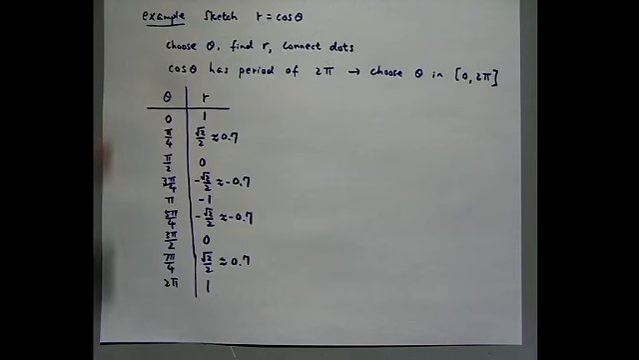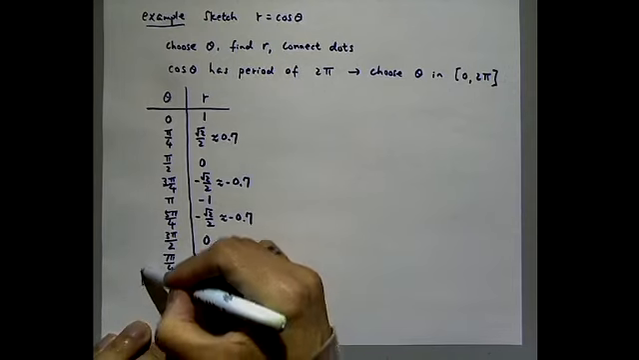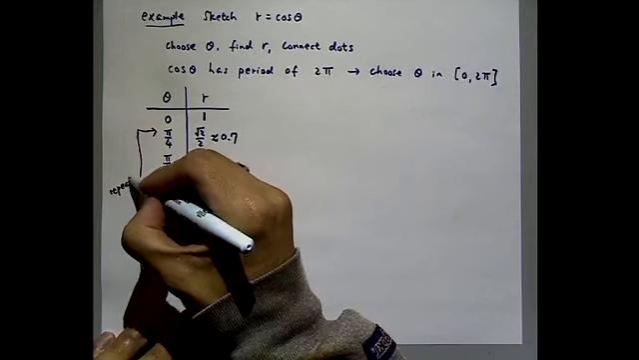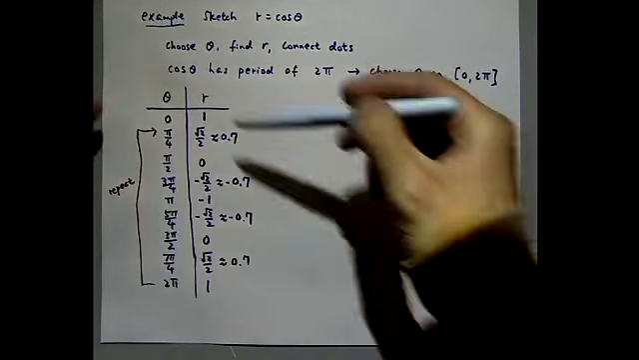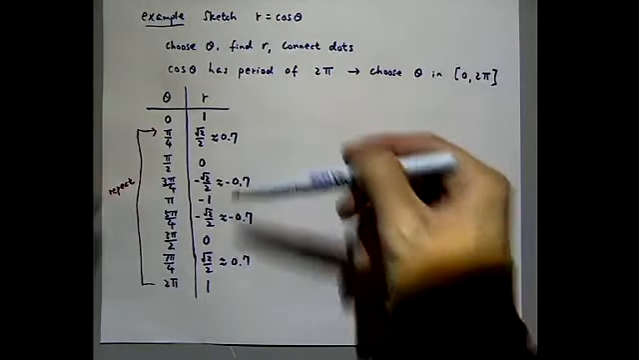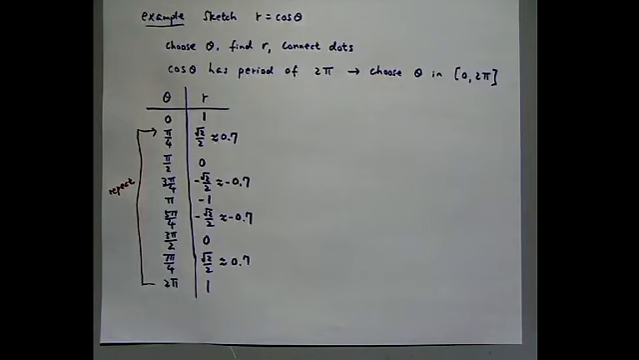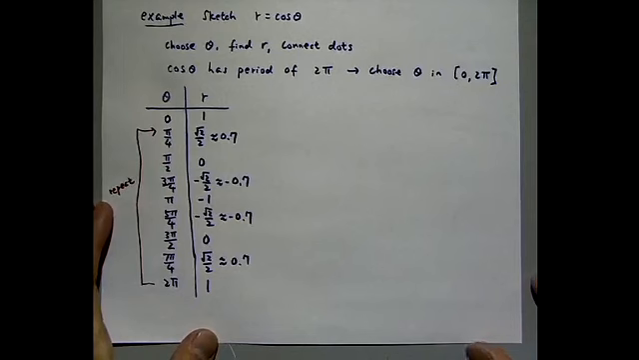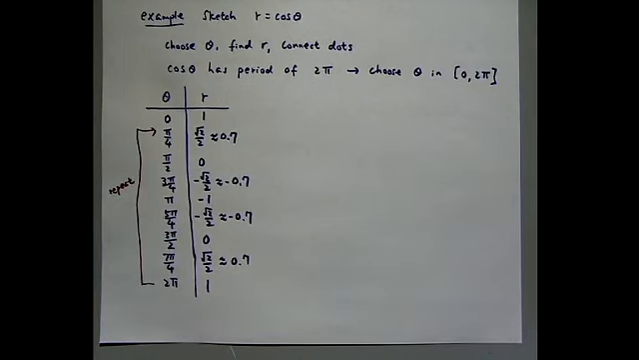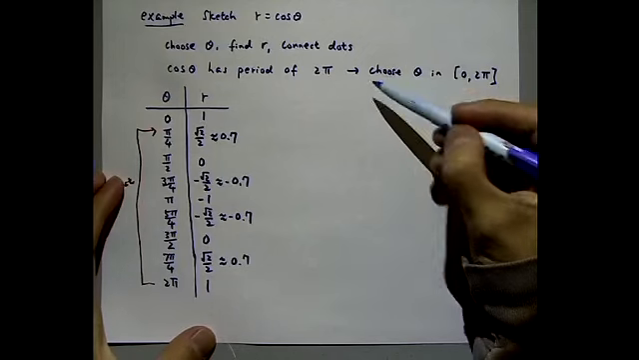Now it's going to repeat after 2 pi because we know the period of cosine. So after 2 pi, it's going to go back to here again, right? So 2 pi and 0 are the same. The next one after that is this, and so on, and so on. Okay, so let's see what we get here, what this shape looks like.